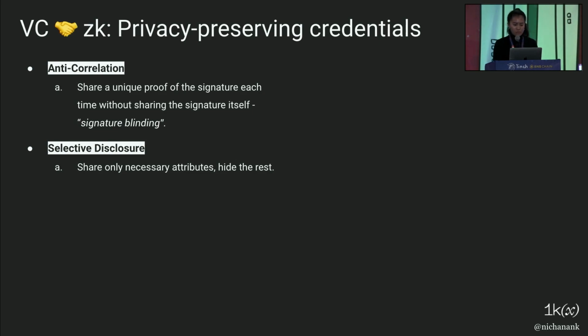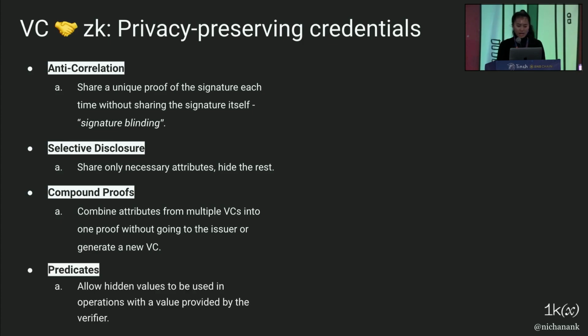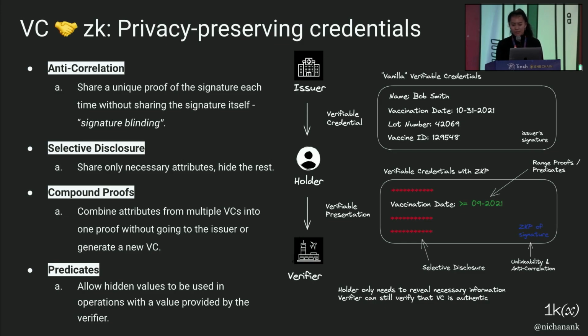And then selective disclosure is just sharing only the necessary attributes and hiding the rest. Compound proofs combine attributes from multiple credentials into one proof without going back to the issuer. And then predicates allow you to do things like prove that you're over 21 without sharing your birthday. So this is where these examples fit in.